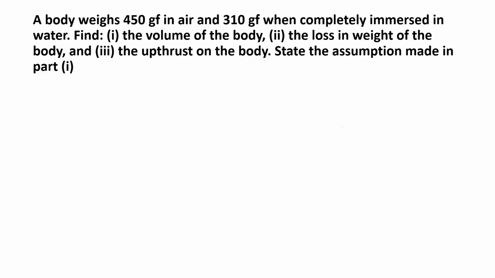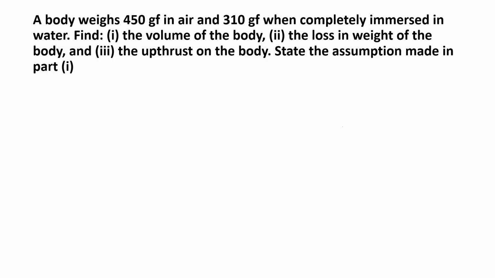So here we need to find the volume of the body, the loss in weight of the body, and the upthrust on the body. And we need to take the assumption made in the first part. So here, the mass of the body: its weight in air is 450 gram force. It means the weight is equal to the gravity acting on an object of mass 450 gram. So we can say mass of the body is 450 gram. But still, we don't have the density of the body, so directly we cannot find its volume.